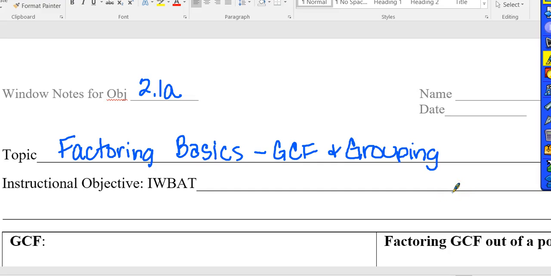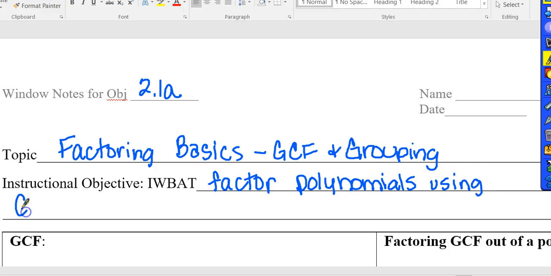Now, I'm expecting to move through this quite quickly. I will not write down every single thing. Okay, our instructional objective today: I will be able to factor polynomials using greatest common factor, GCF, and the grouping method.